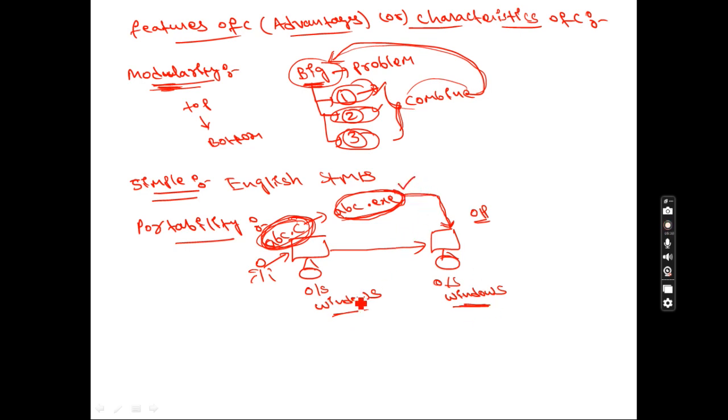C language is portable. Suppose another situation: another friend is using a Unix operating system on his laptop. I wrote the abc.c language program. After successful compilation, the compiler generates another file with the same name but a different extension. So I wrote a .c program, but the file generated here is an exe file. So what is happening now?